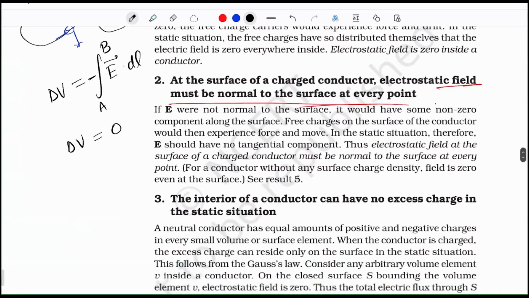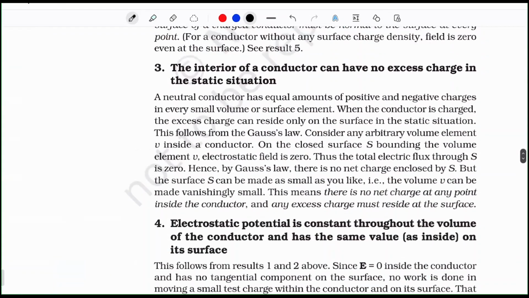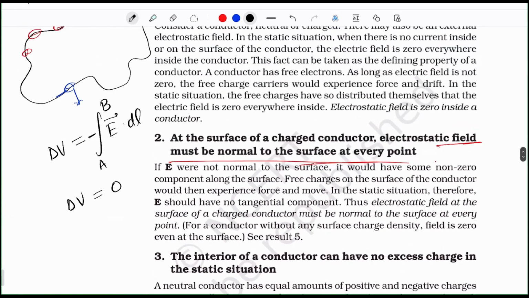And the second part of the property states that it has the same value as on the surface of the conductor. This is slightly trickier to prove rigorously, and it would require something called boundary conditions. What are boundary conditions?